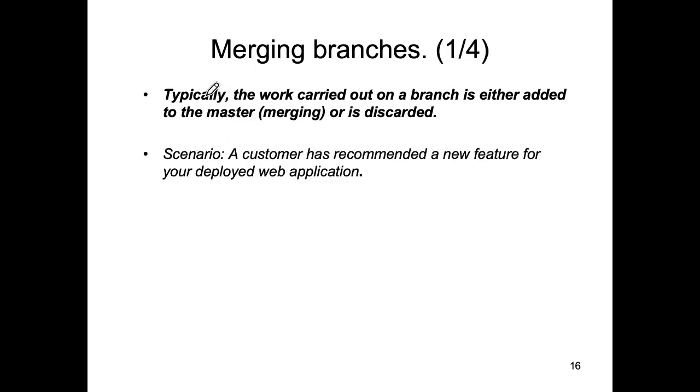So given that we tend to want to merge our branches back into the master, let's take a particular scenario. Supposing a customer has asked, could you develop a new feature for a particular application? Let's suppose this is a web application that's available to lots of customers, and some customer has recommended a new feature, and we think it's a good idea to develop that feature. So from a Git management point of view, we know now that we should develop this new feature on a branch away from the master, and then eventually merge it back into the master.